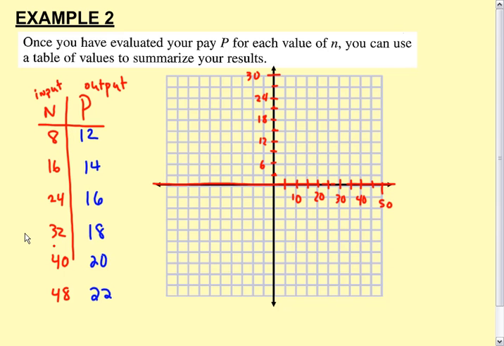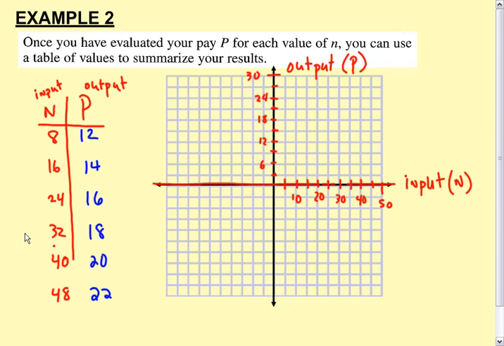Remember, guys, you can do that with your graph. You can set the units for each one, the horizontal and the vertical, so that you make sure that they fit. So remember, this is the input, and for the input, that's n. This is the output, and for this one, that's p. Okay? So let's go ahead and start graphing here.